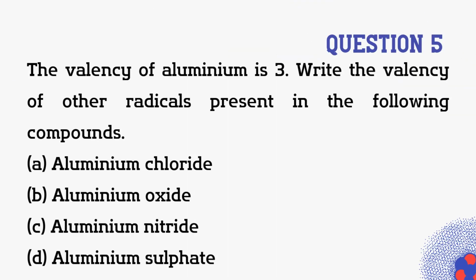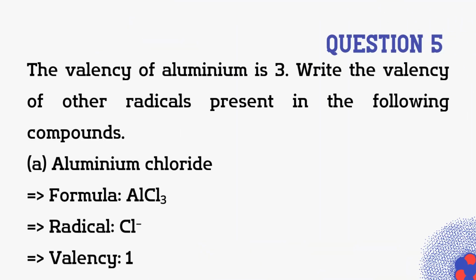Next question. The valency of aluminium is 3. Write the valency of other radicals present in the following compounds: A. Aluminium chloride, B. Aluminium oxide, C. Aluminium nitride, D. Aluminium sulfate.